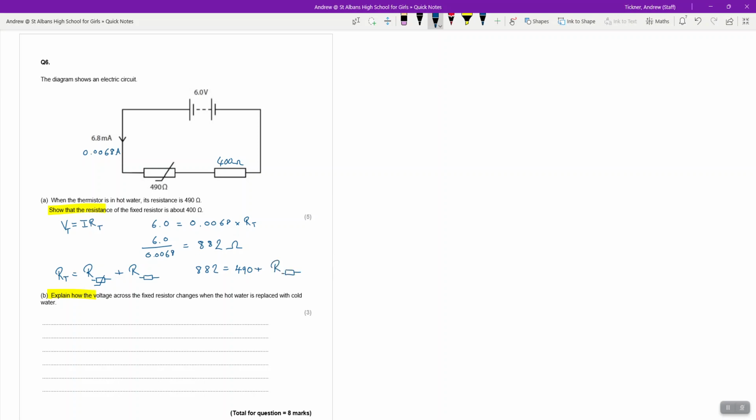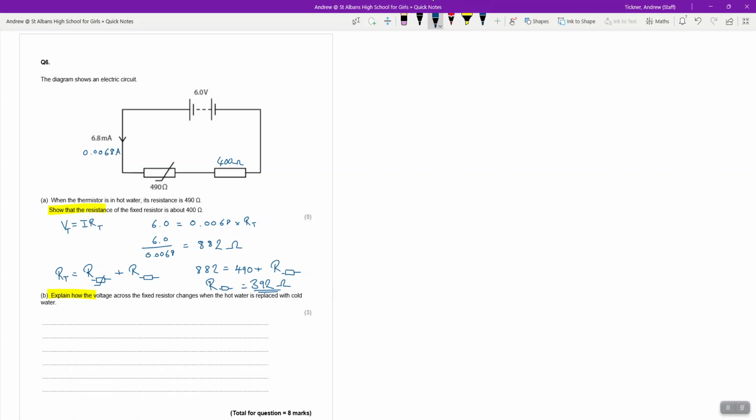So I just do that. 882 minus 490, and I get the resistance of this is equal to 392 ohms, which is about 400. There are other ways to work it out. That would be the way that makes sense to me in terms of using various things.